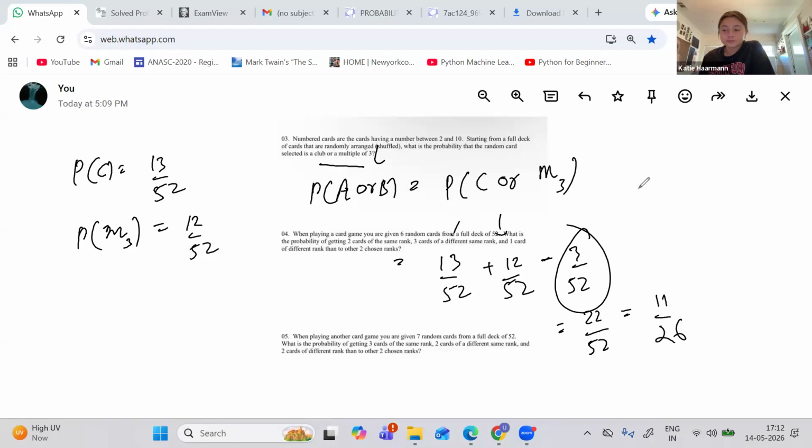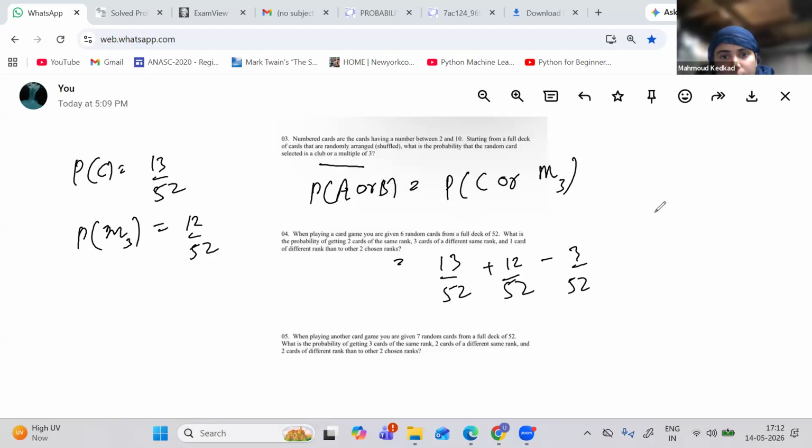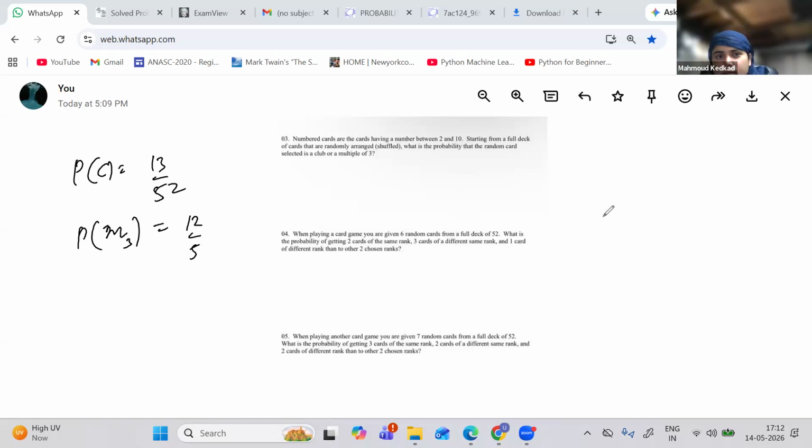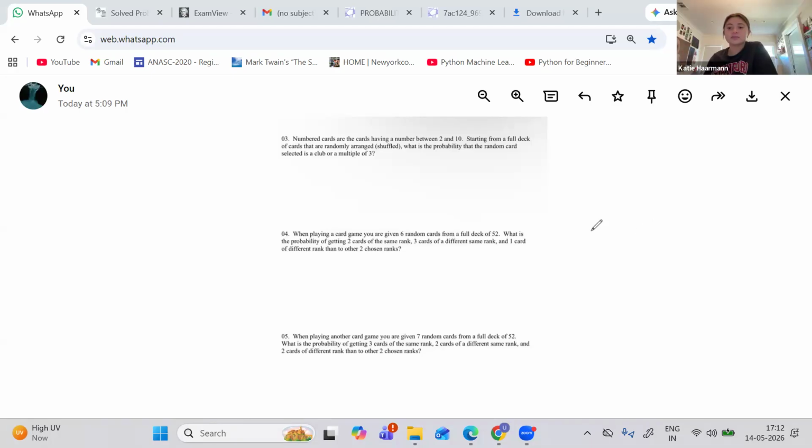Okay, what's happening in the next part? When playing a card game, you're given 6 random cards from a full deck of 52. What is the probability of getting 2 cards of the same rank? What's the rank? Oh, it's like 1, 2, 3, 4, 5, 6, 7, 8, 10.